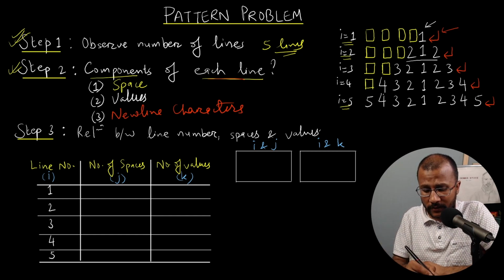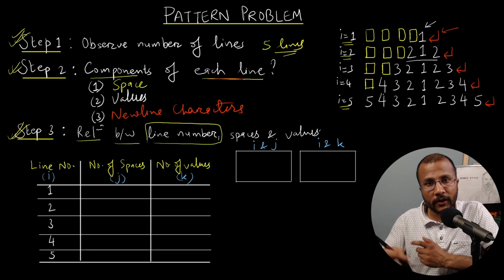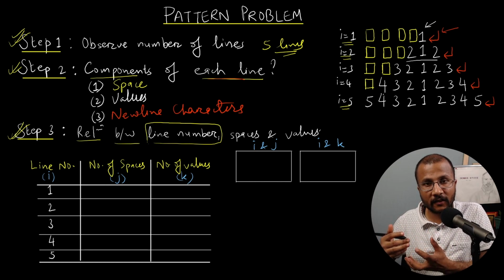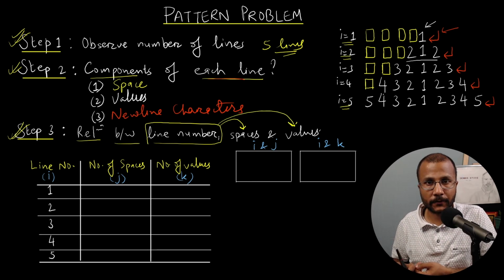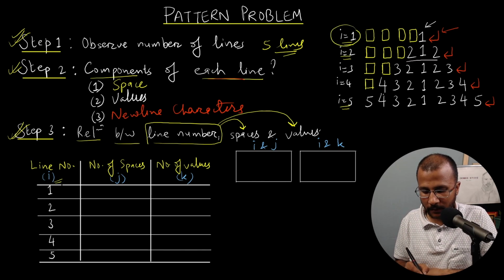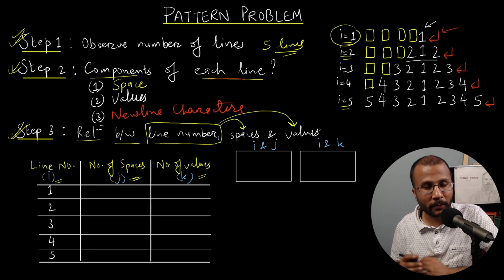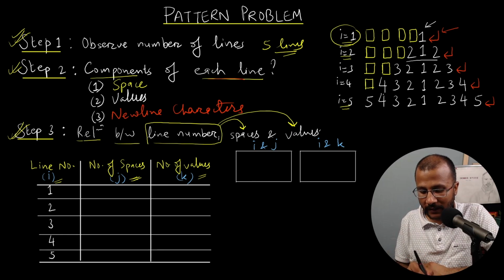Now, in step number 3, you have to find out the relationship between line number and the other quantities, because line number is my outer loop. The line number is a loop that takes care of my lines. Now you need to find out the relationship between the line number and number of spaces, and the line number and number of values. Let's assume that line number is represented by the variable I, J represents number of spaces, and K represents total number of values to be displayed. Let's first find the relationship between line number and number of spaces, that is between I and J.